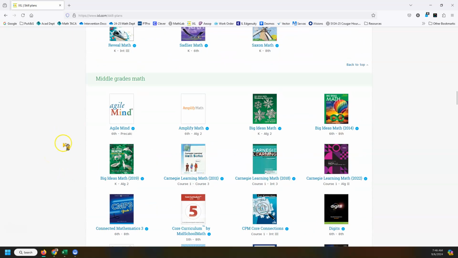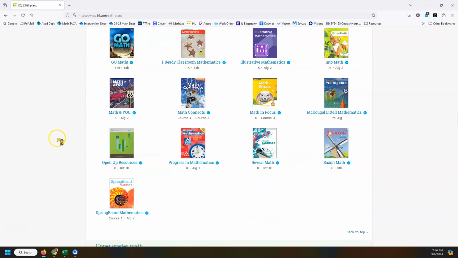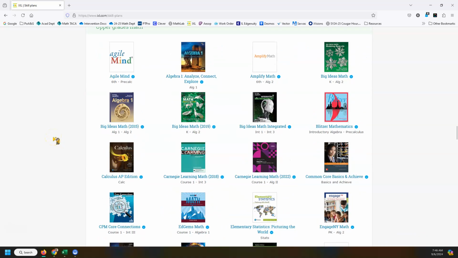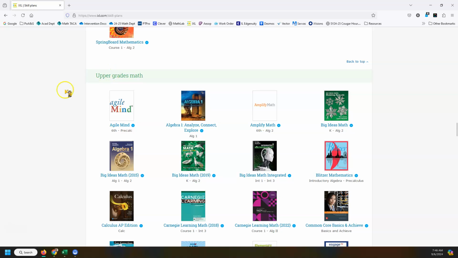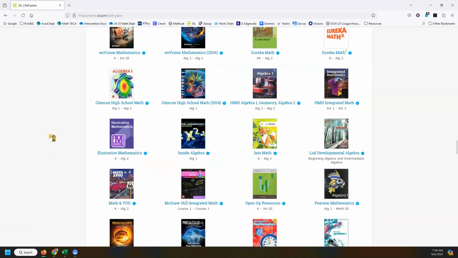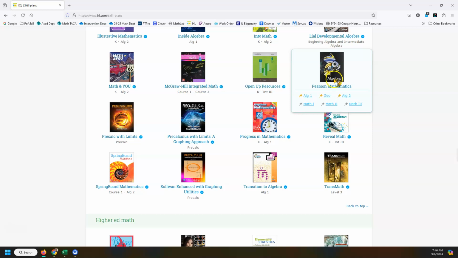Now, you can look for the textbook. So for the Pearson textbook, I don't know if I missed it somewhere here, probably on the high school one. Yep, they are under upper grade math. They even have the Blitzer over here as well. So you can actually identify the book and pin it. For example, this one is our Pearson. As you can see, I pinned Algebra 1, Geometry, and Algebra 2. So you might want to do that for yourselves as well.